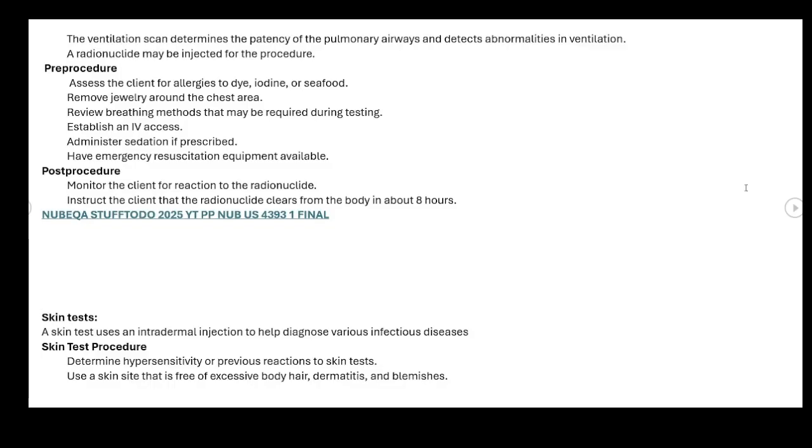The procedure: determine the hypersensitivity or previous reaction to skin test, and that is why I told you that before you give somebody a TB antigen, ask them if they had a BCG. Some of us had a BCG before coming in here. Because we have it, we'll always be positive. It doesn't mean that we have an active TB going on. You want to use a skin site that is free of excessive body hair, dermatitis and blemishes.